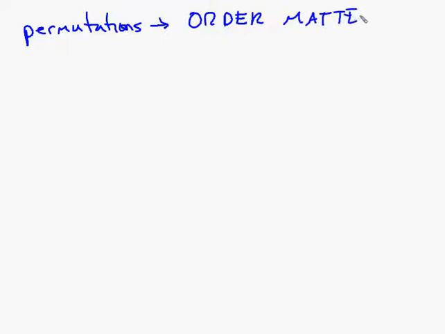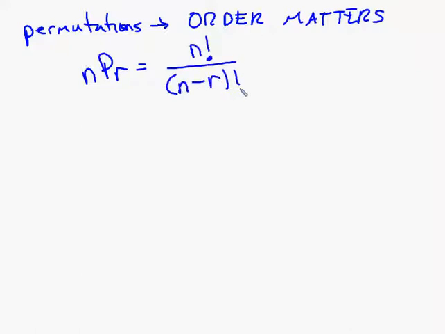Now, yesterday we ended with permutations, and permutations are when order matters. Okay, and we had a formula for that. So we have nPr equals n factorial over (n minus r) factorial. And we said that n is the number of objects that we have, and r is the number I want.